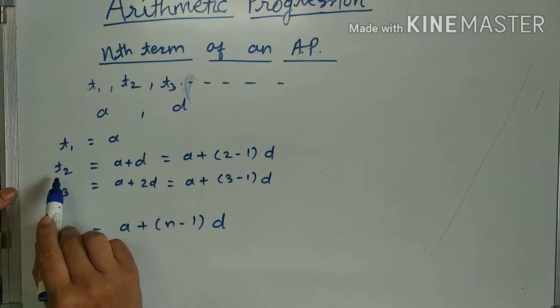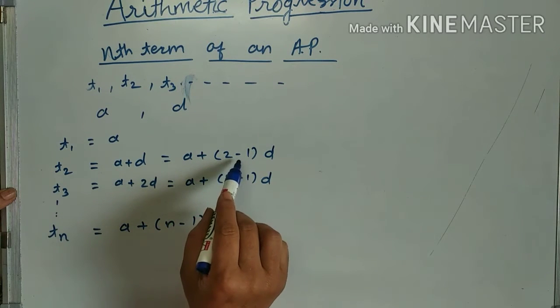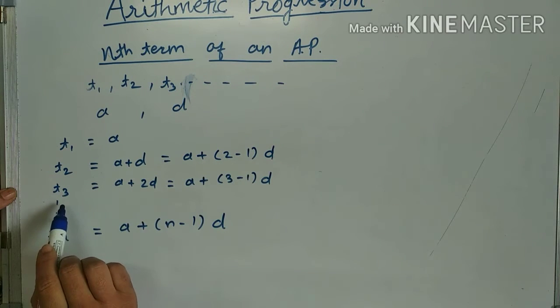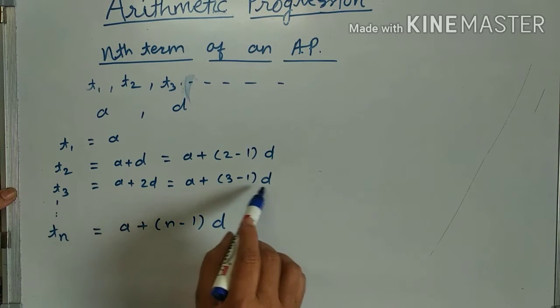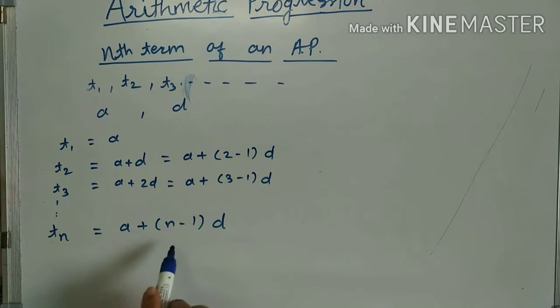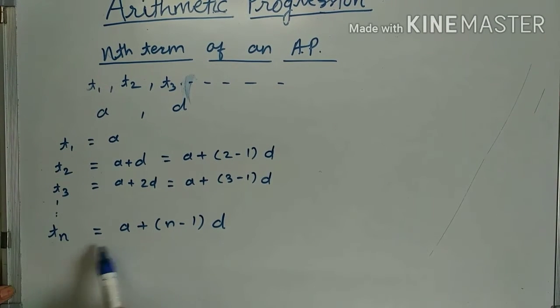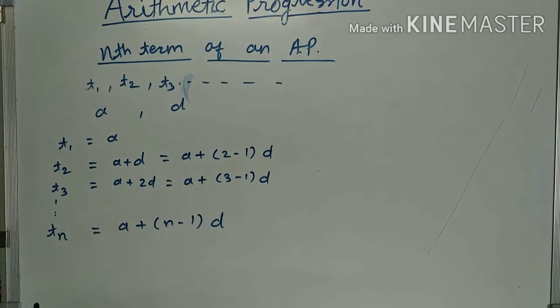You observe here, for T2 we write A plus 2 minus 1 D. For T3 term we write A plus 3 minus 1 D. Therefore for Tn we write A plus n minus 1 D. Using this formula we can find any term in the AP.